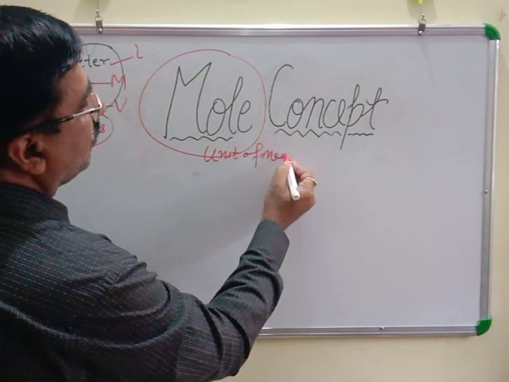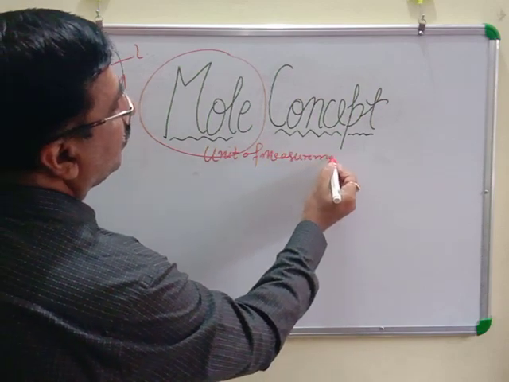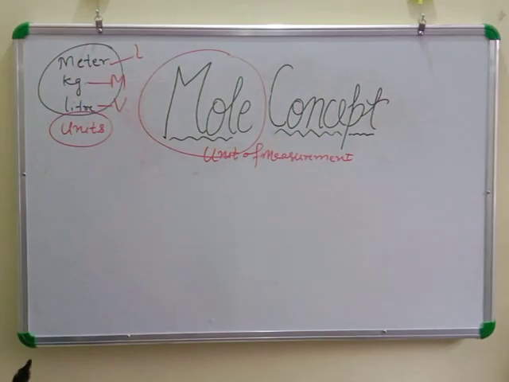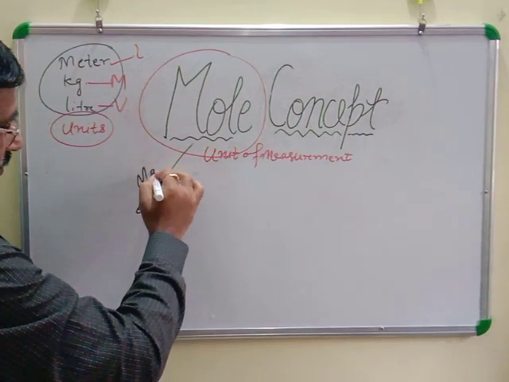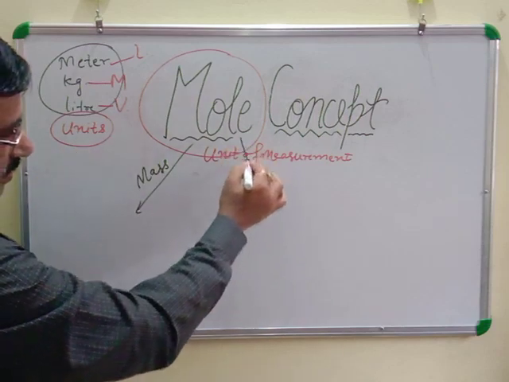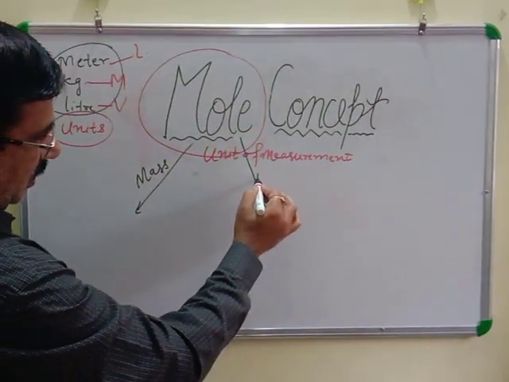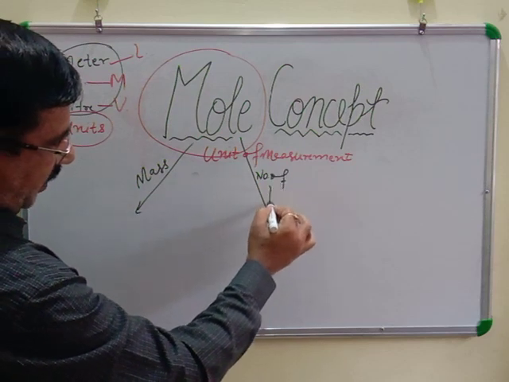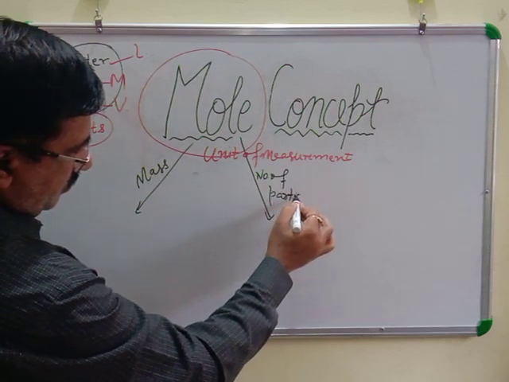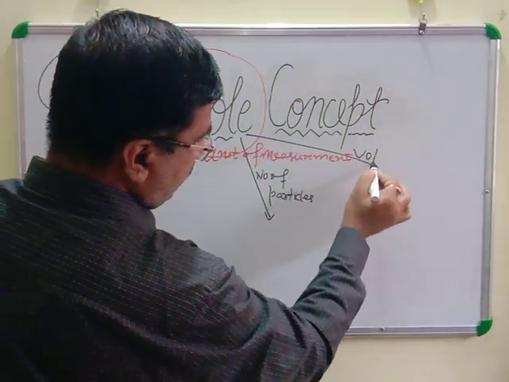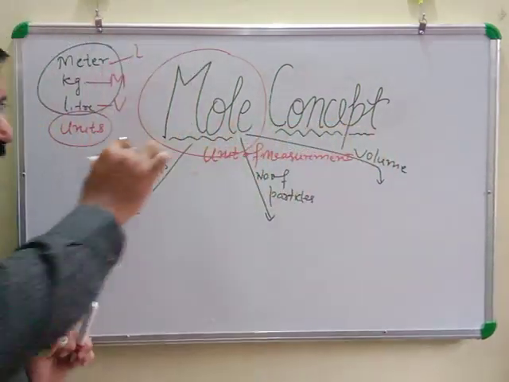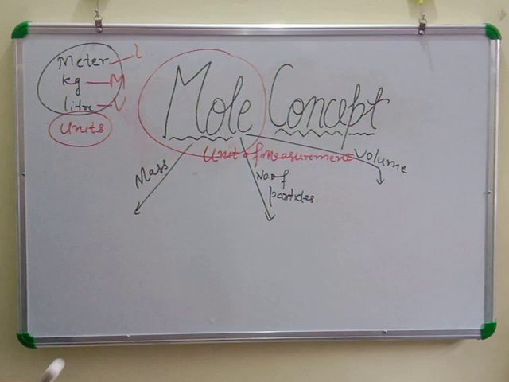Unit of measurement. Now, what do we measure? It's also in chemistry. We measure, one is mass. Second, the number of particles. And third is volume.